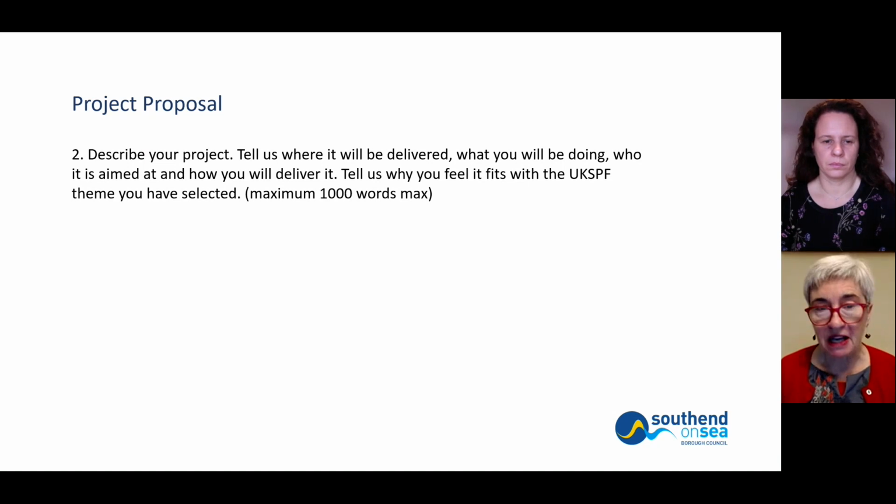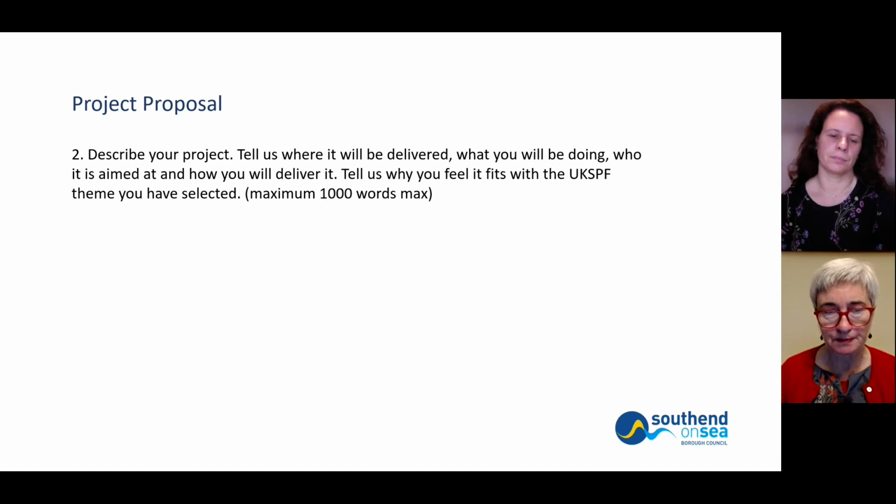When you come to look at the application form, the first thing you will need to do is to put down your project proposal. There's a 1,000-word maximum. And what we want to do is we want to know where it will be delivered, what you'll be doing, who it's aimed at, and how you'll deliver it. It's really important that you think about how that fits with what the UKSPF fund is looking for. So if you're thinking about your delivery, does that tie into your budgets? Does it fit with the outputs and outcomes? It all needs to work together here.